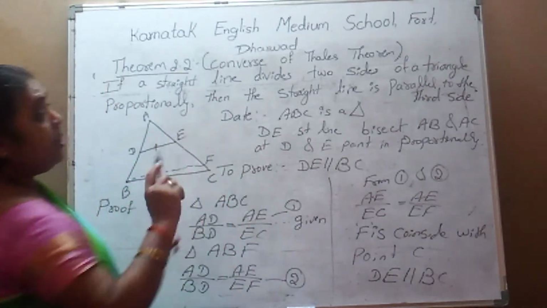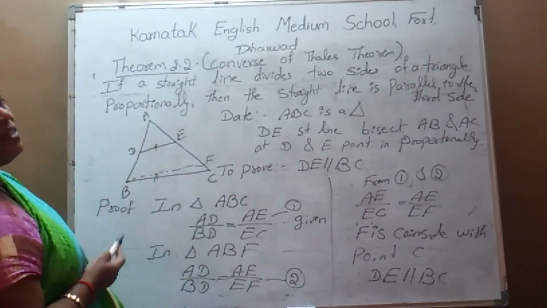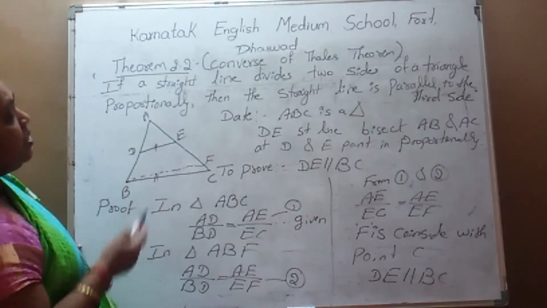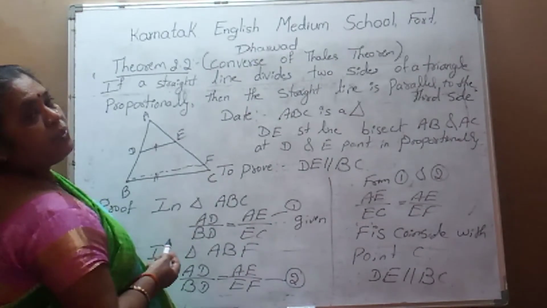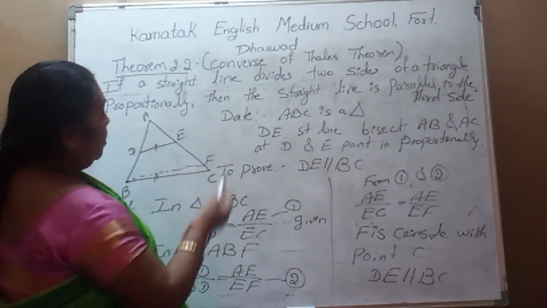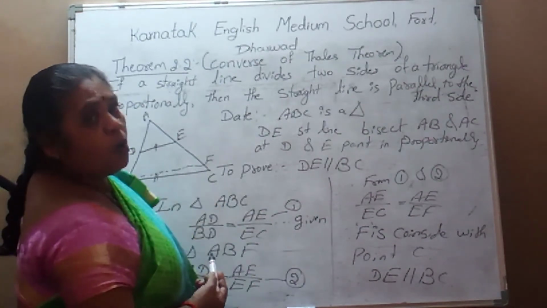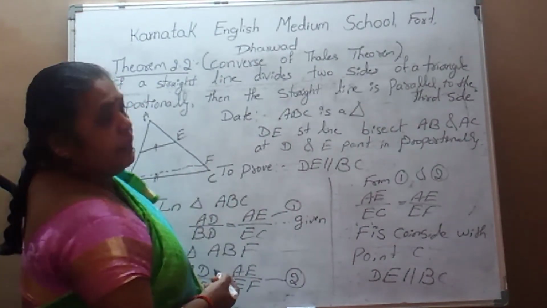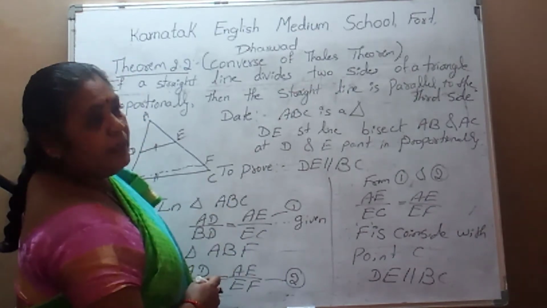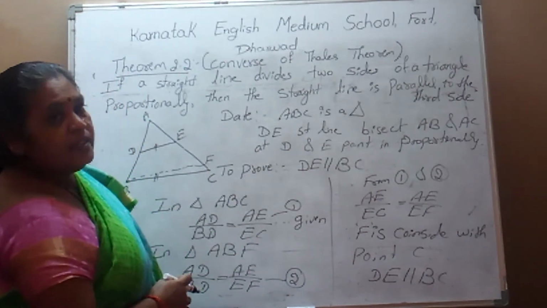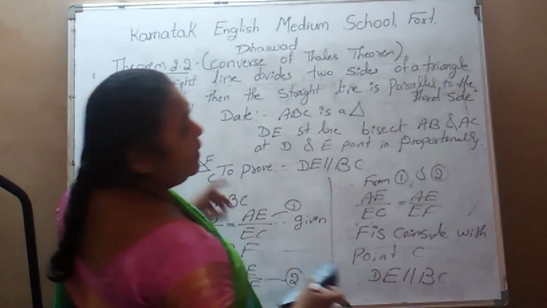Therefore F is not another point, it coincides with C. Therefore DE is parallel to BC. This is the converse of the BPT theorem. Understood, students? Shall I go to some examples on this BPT theorem?